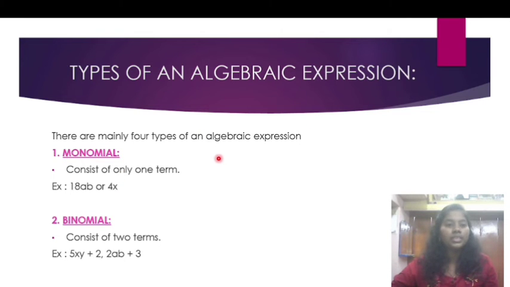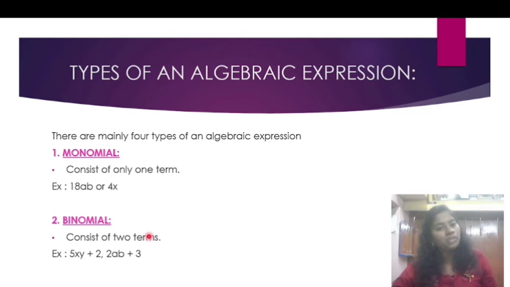Now we have to go for the types of algebraic expression. Okay. Basically there are 4 types of algebraic expression. First one is the monomial. A monomial is a type of algebraic expression which consists of only one single term. Examples are 18ab, which is an expression consisting of only one term, that is 18ab, and another example is 4x.